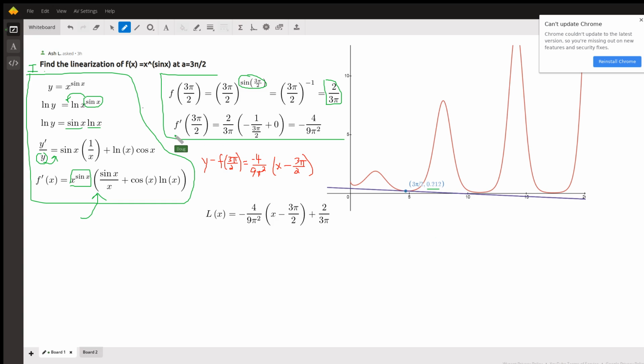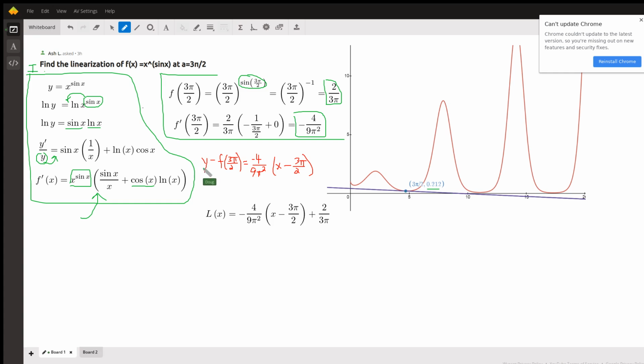Then we have to find the slope of the tangent line at 3 pi over 2, and that's where we plug 3 pi over 2 into f prime. We know that x to the sine of x, which we calculated here, is 2 over 3 pi, and then we've got the sine of 3 pi over 2 is -1 over x, which is 3 pi over 2, and the cosine of 3 pi over 2 is 0. And so there, after simplification, is the slope of that tangent line.